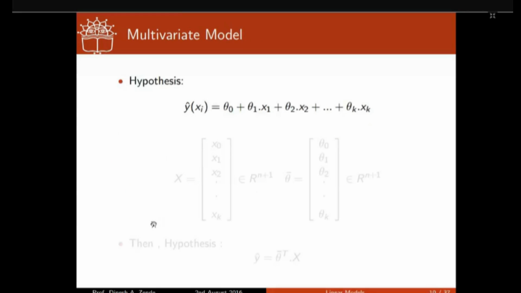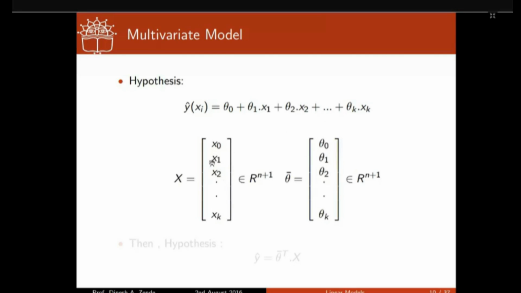Now what is my hypothesis? The hypothesis will become y cap of x^i equals theta 0 plus theta 1 into x1 plus theta 2 into x2, and so on up to theta k into xk. So I have, let's say, k features, so there will be k coefficients. Here I have assumed this is a multivariate linear regression because I have not put any higher order polynomials on the feature values. If you put higher order polynomials here, it will become a polynomial regression.